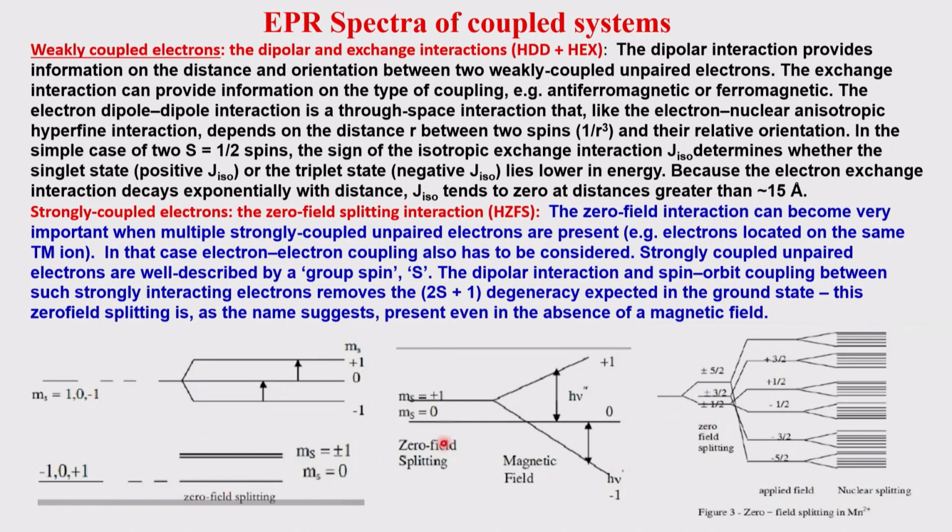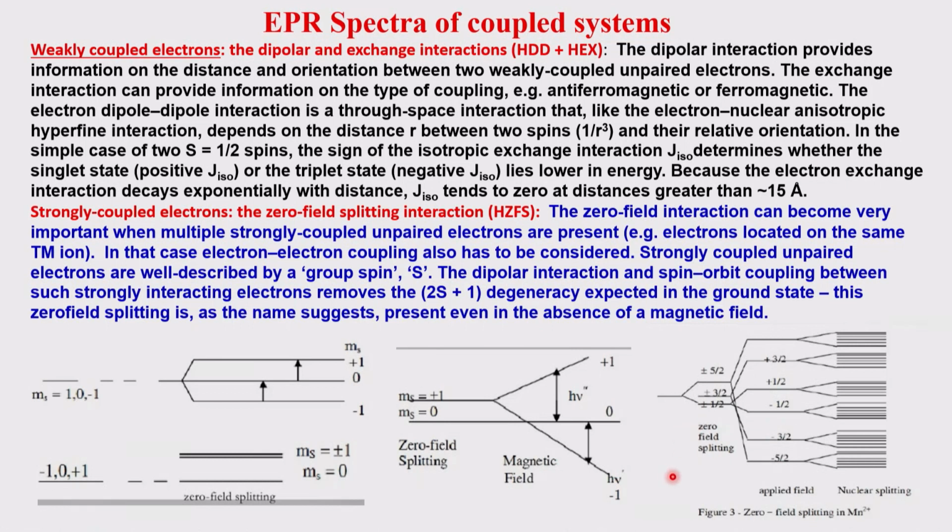In the zero field splitting, we talked about one level for 0 and one for plus or minus 1. When you put in the magnetic field, the plus or minus 1 will further split, so you have plus 1 and minus 1 and you have the 0 also. Now you have all the transitions occurring.